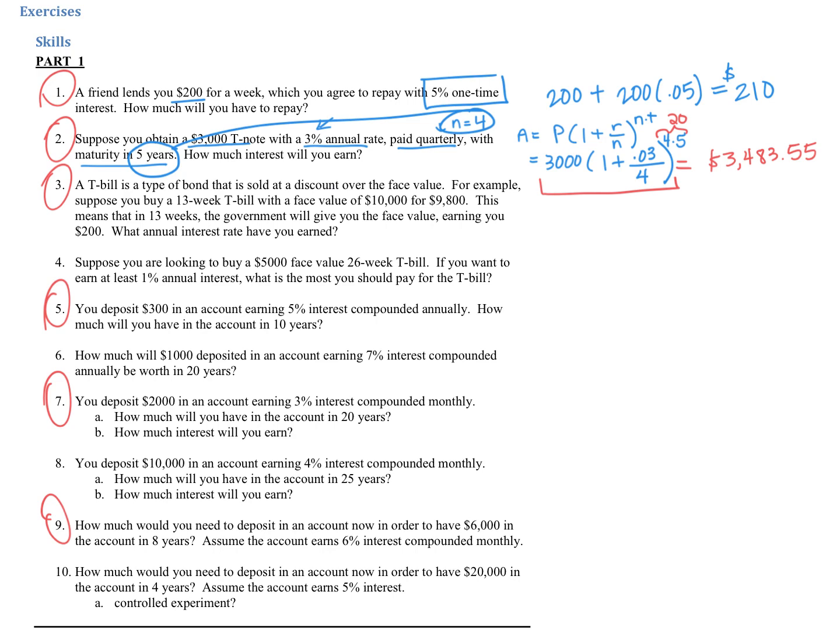It says we have this T-bill that is a type of bond that is sold at discount over the face value. So for example, you buy a 13-week one at a face value of $10,000, but you buy it for $9,800. So really that's meaning that you're going to earn interest to get back to that $10,000. And so this is a 13-week one, so it's saying that in 13 weeks that you'll get back to that face value, which means you'll earn that $200.